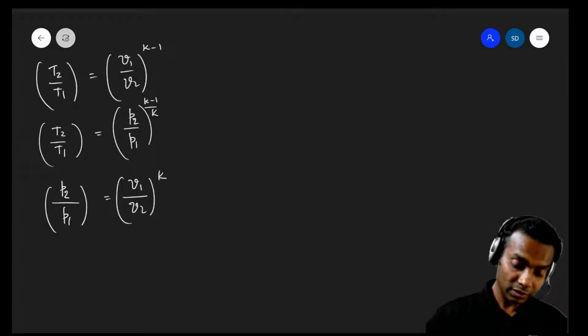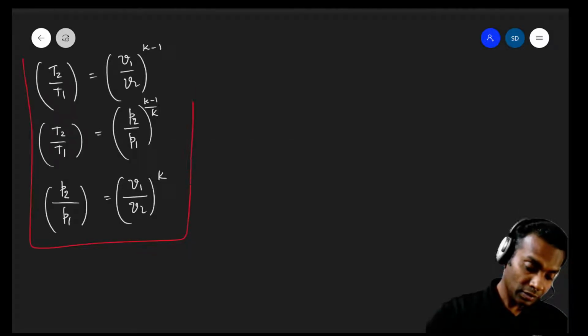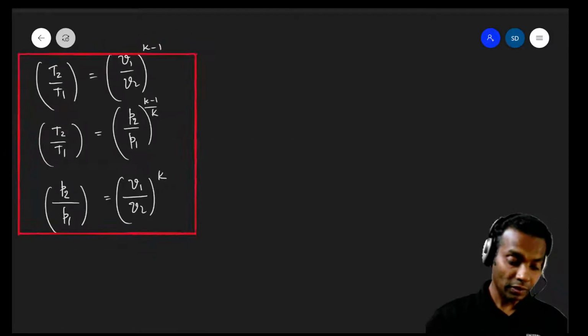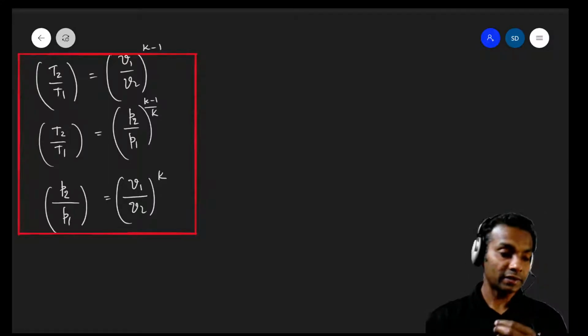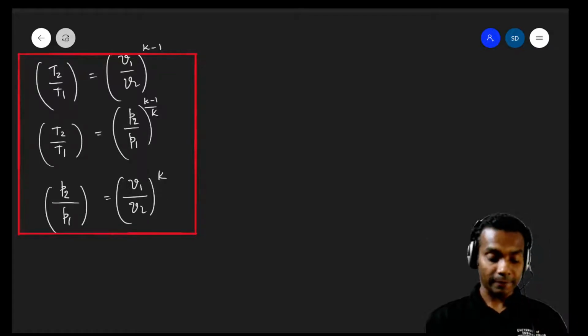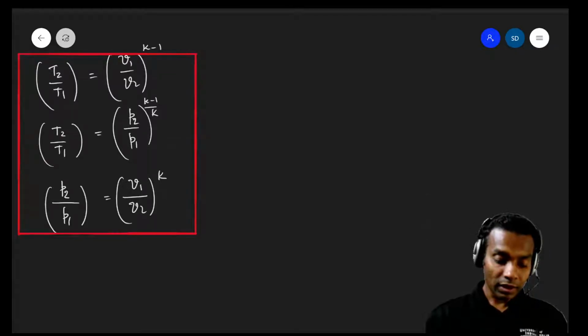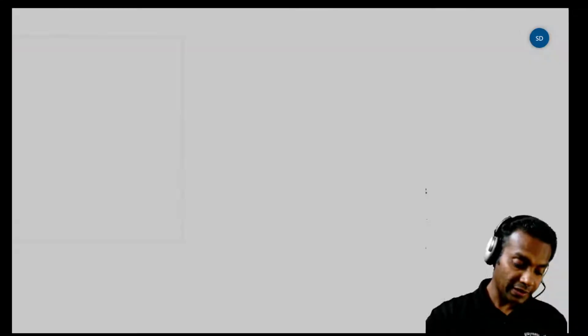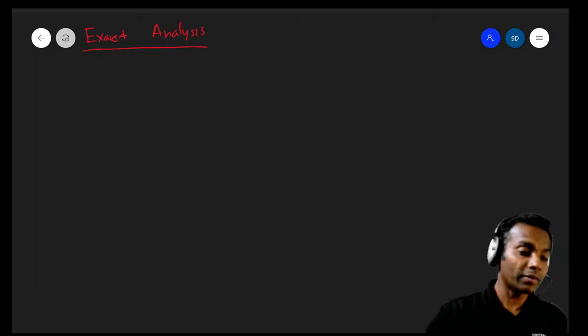These all can be used for an ideal gas isentropic process under the approximate analysis, or constant specific heat analysis. Now if you move on to the exact analysis, we move to exact analysis.